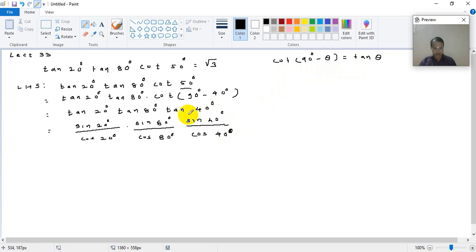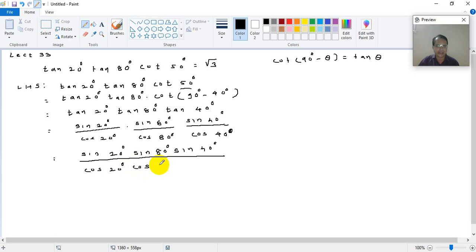Okay, so now if you consider this product, what will be the numerator totally? It will be sine 20 degrees, sine of 80 degrees we have, and then into sine of 40 degrees, then divided by the same cos 20 degrees, then cos of 40 degrees, then into cos of 80 degrees. Okay, I have written this first.